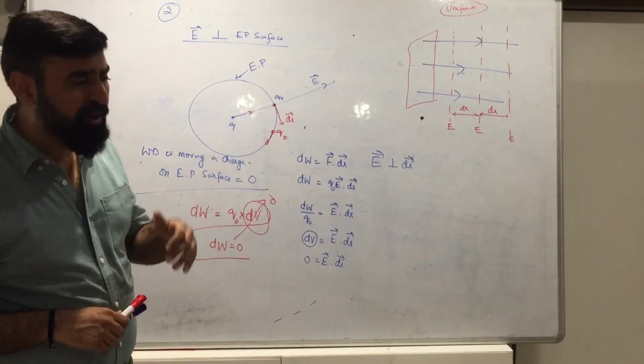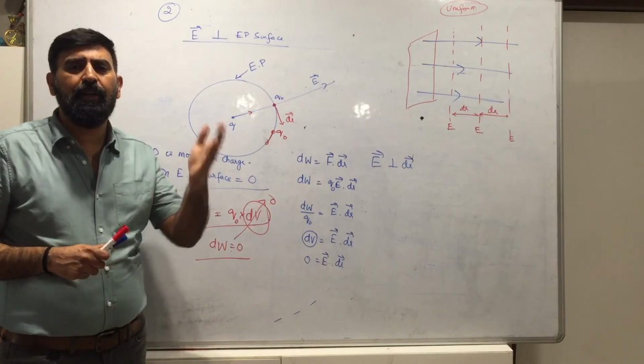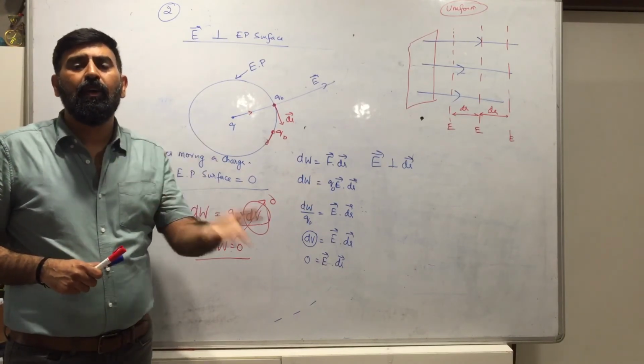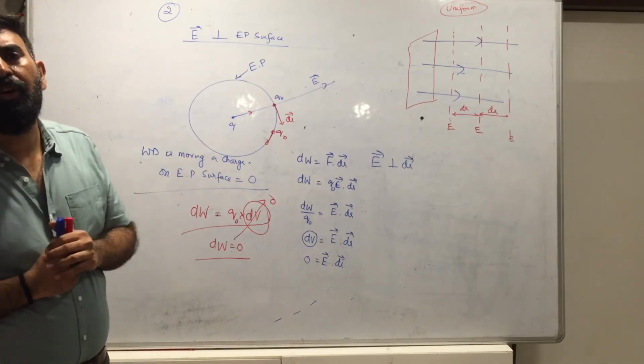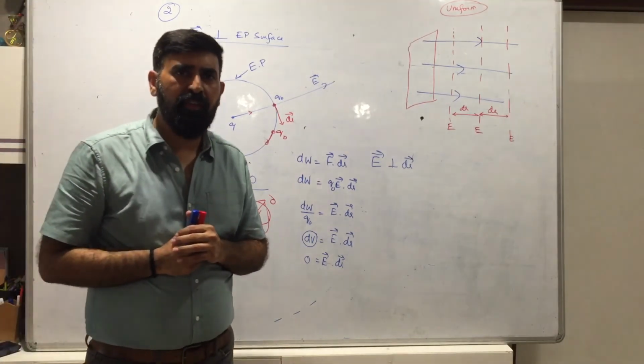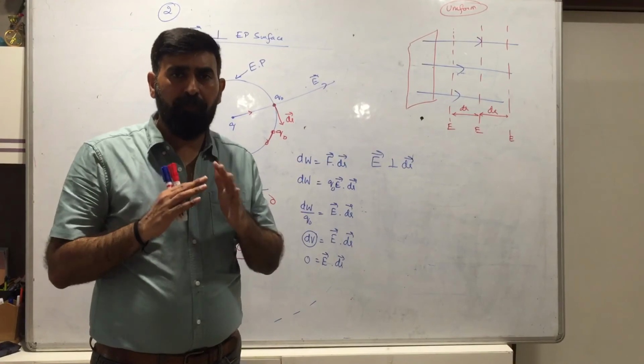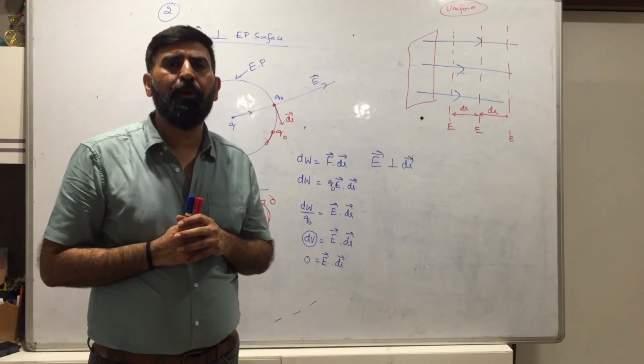So that is the third point. Fourth, you can write the property as: potential at every point on the EP surface is constant, right? So these are a few properties of EP surfaces. I hope I'm clear with the concept of equipotential surfaces.